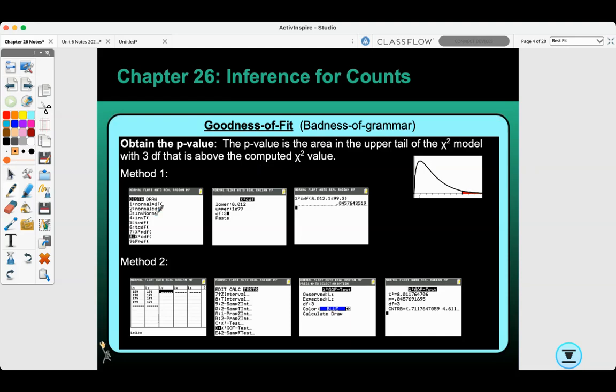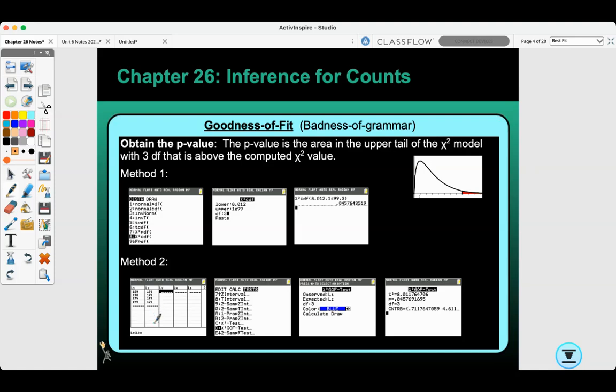Method 1 to find that area, the p-value: go to distributions by pressing second, vars, and choose number 8, chi-squared CDF. Your lower would be your test statistic, 8.012. Your upper would be 1E99 because you want a really big number. Your degrees of freedom would be 3. You would paste that in, and you get 0.04576.